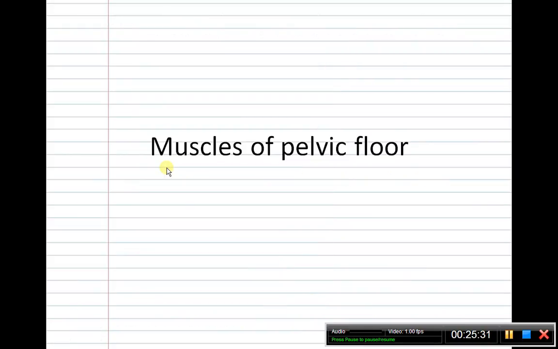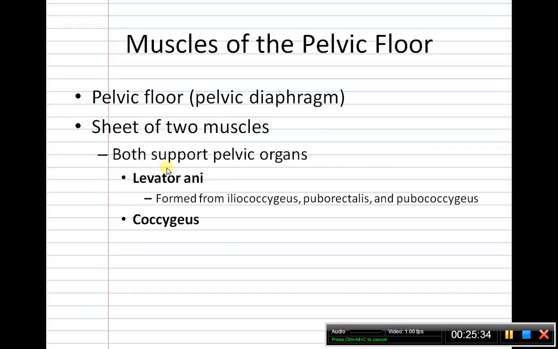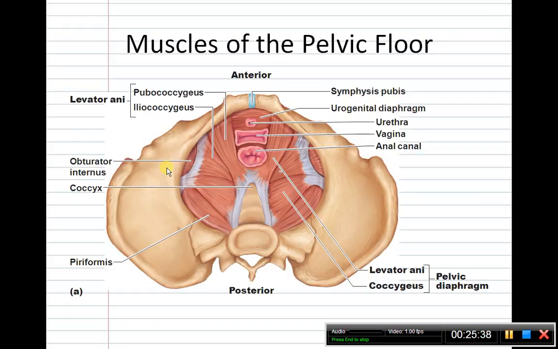Next, there are only a few muscles you have to know right now for the pelvic floor. When we talk about reproduction later, we'll actually spend more time. So the first one is called the levator ani. And you can see the levator ani go all the way across. They form a pelvic floor so that the abdominal organs have something to rest on.